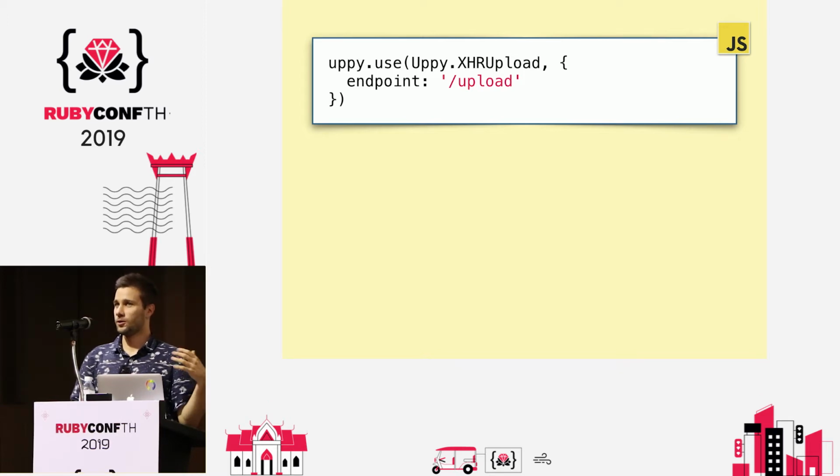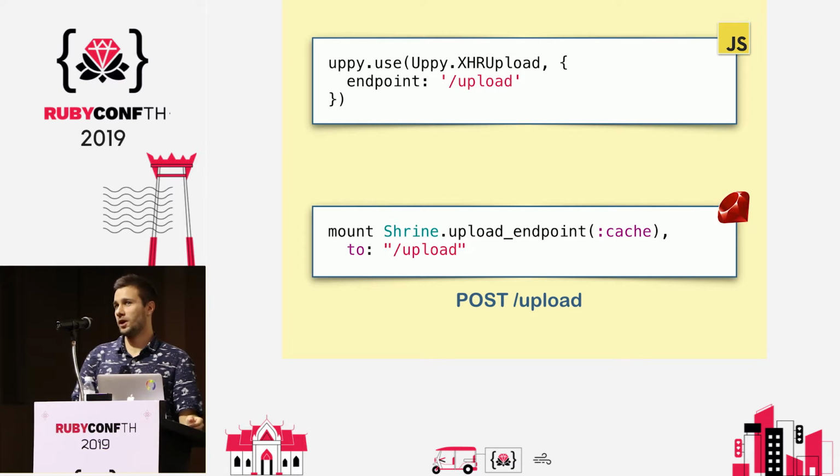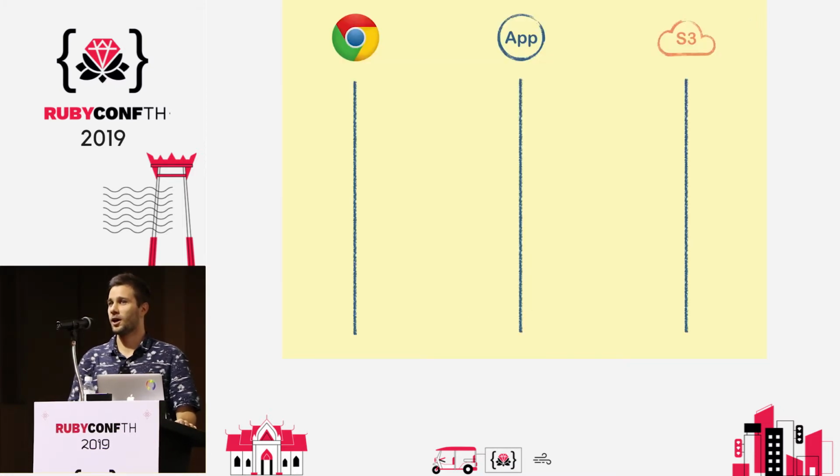In Uppy, for this flow, you would load the XHR upload plugin and then simply point it to the endpoint in your application. If you're using Shrine on the server side, you can mount the upload Rack application in the route where you want the upload endpoint to be. And what I really like about this solution is that this upload endpoint is a Rack application, which means it will work with any Ruby web framework, including Hanami, Sinatra, Roda, and any other. But it will also work well with Rails.